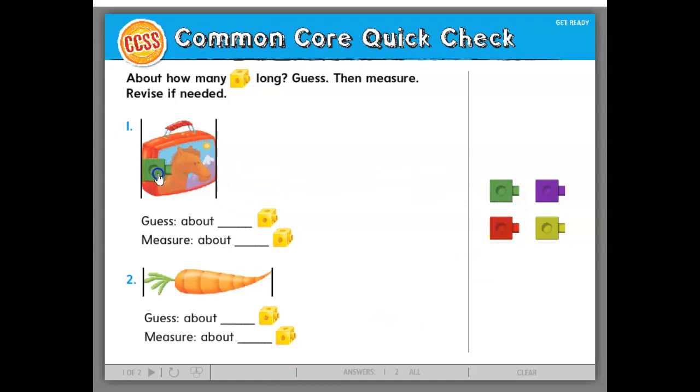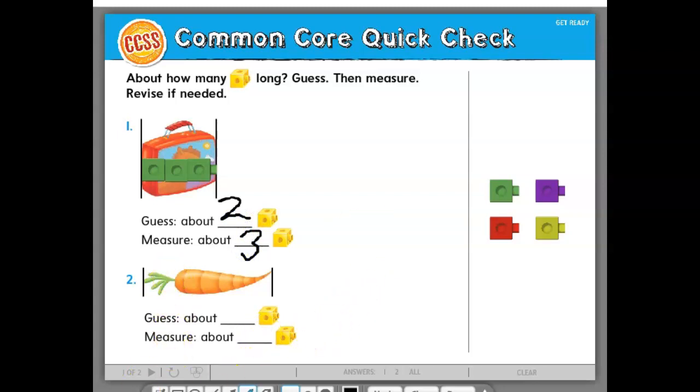Remember, when you measure, you got to start at one end. And the objects that you're using all have to be the same, and they have to be touching. In this case, I'm connecting my cubes. So about how long was the lunchbox? I had said it was 2. I don't know where it went. But it was actually 3 cubes long, about 3 cubes long.